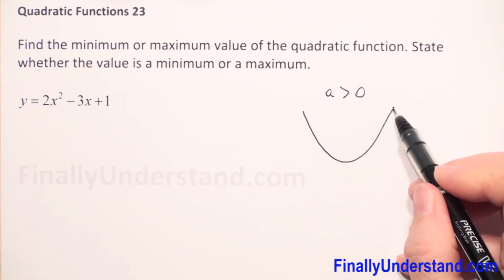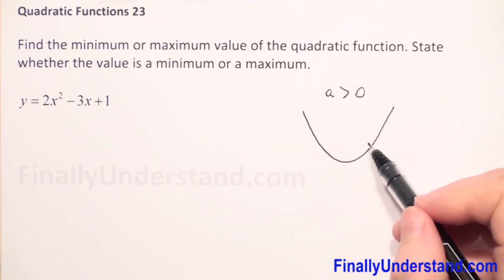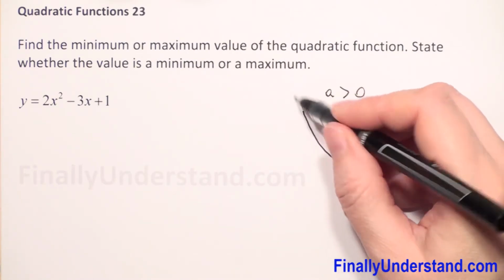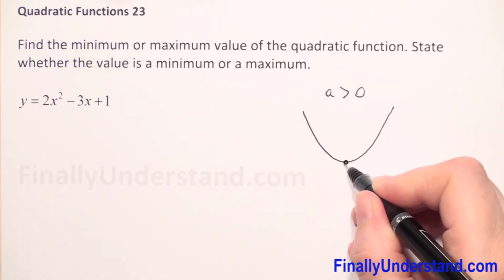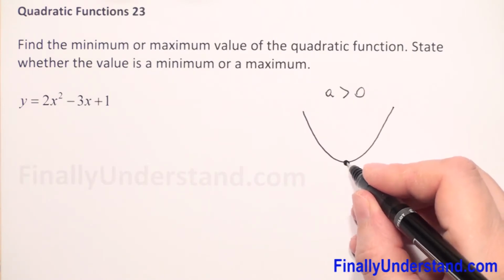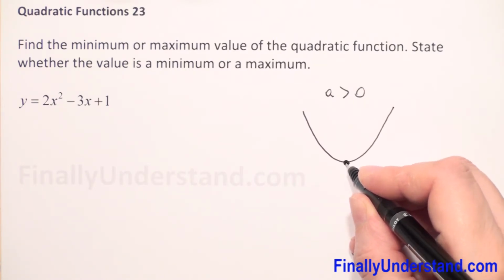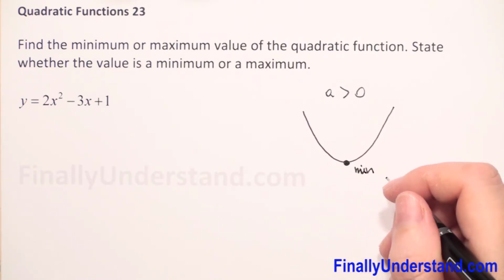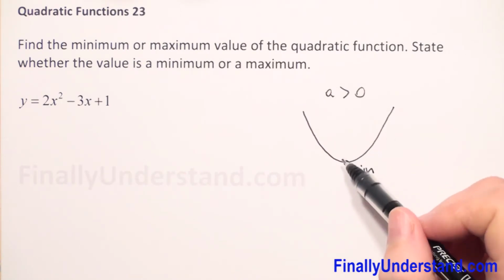When parabola is open up, then we cannot find the maximum value because this part of our parabola and that part go to infinity. We can find only minimum value of our function, and minimum value of our function will be the y coordinate. So we need to find the vertex, and the y coordinate of our vertex will be our minimum of our function. So we need to find the vertex.